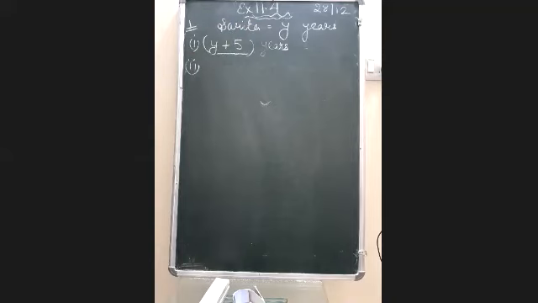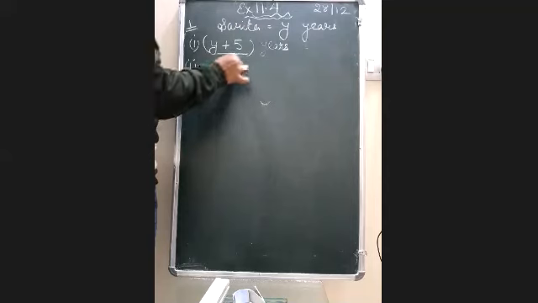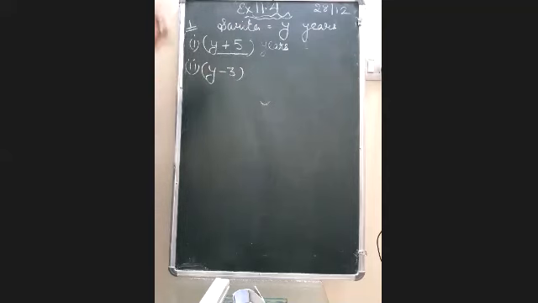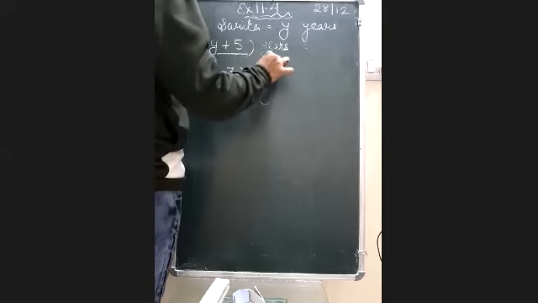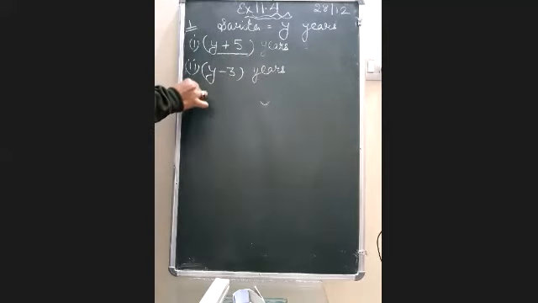Now the next question is asking, what was her age 3 years back? Now you are talking about the past. Obviously in the past she would have been of a lesser age, so you keep reducing one every year. So it means for 3 years back, it would be y minus 3 years. Now, moving on to the third question.